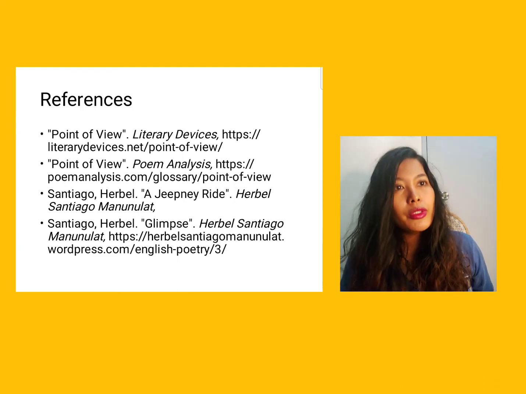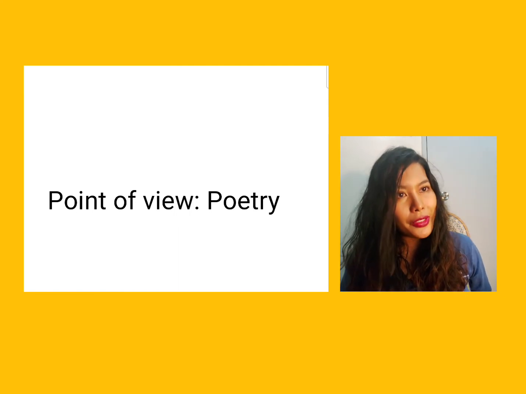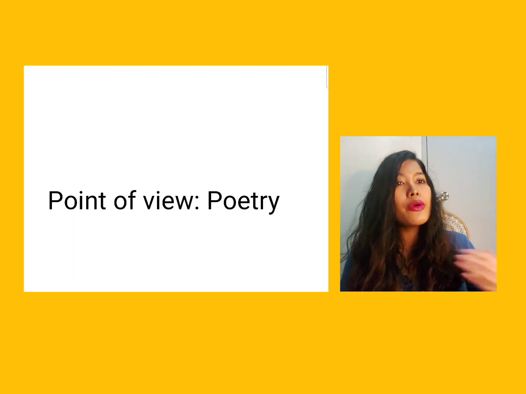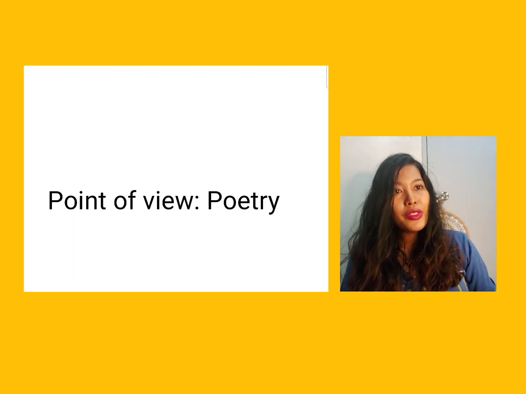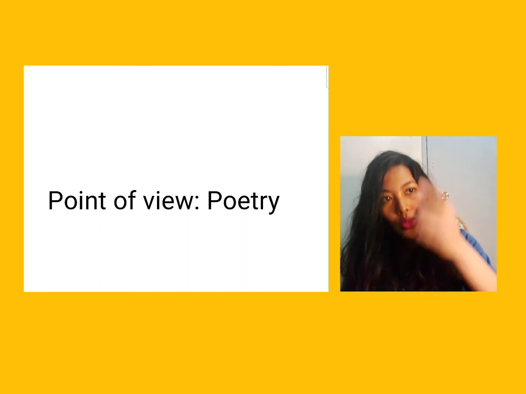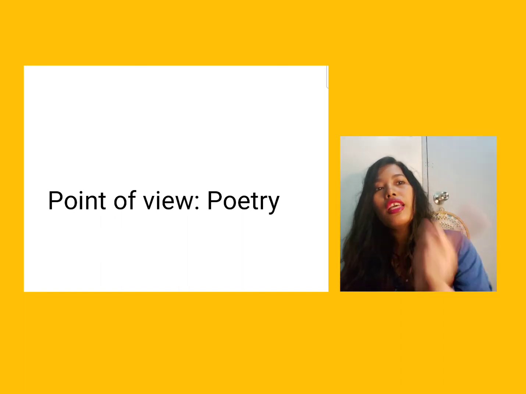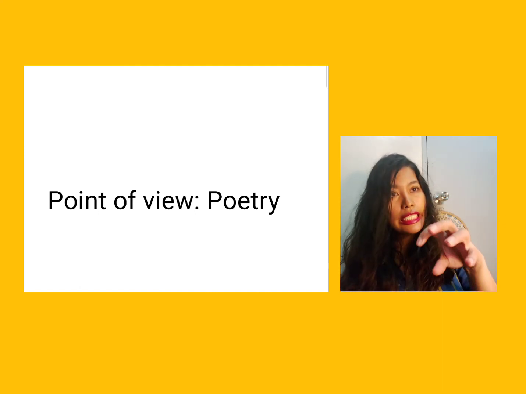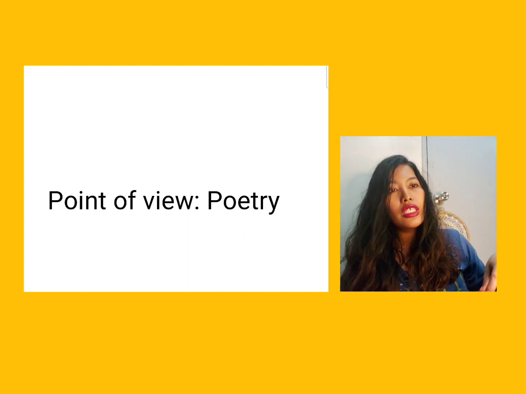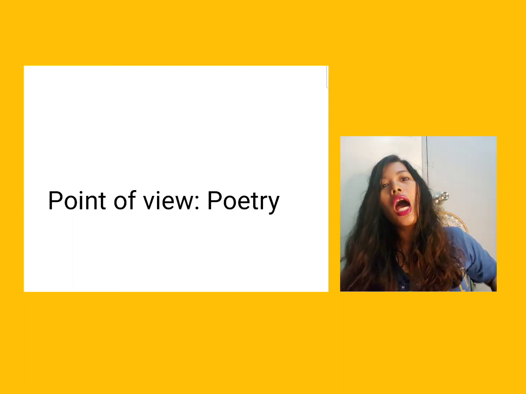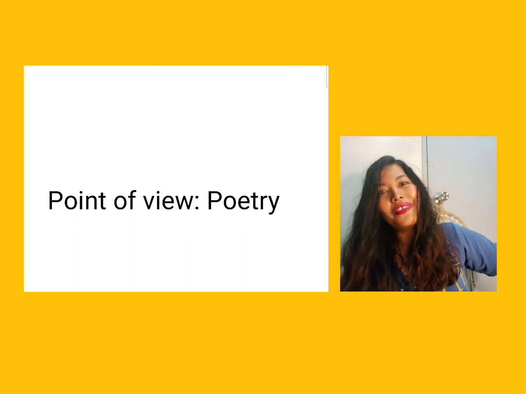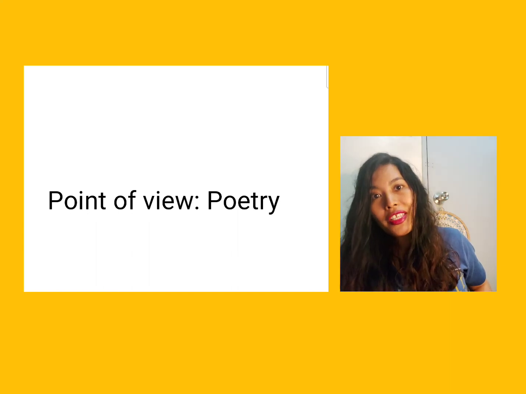Now we've talked about point of view, and once again, there are three types of point of view. We have the first person point of view that uses the pronouns I or we. Second person point of view uses the pronoun you. Third person point of view uses he, she, it, or a name. Each point of view influences readers' interpretation and analysis of the events inside the poetry. I hope that has helped you.